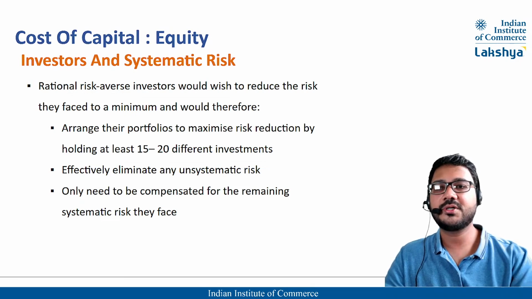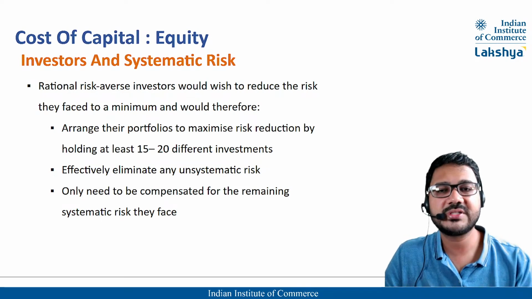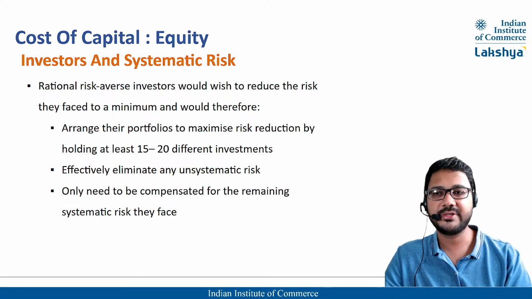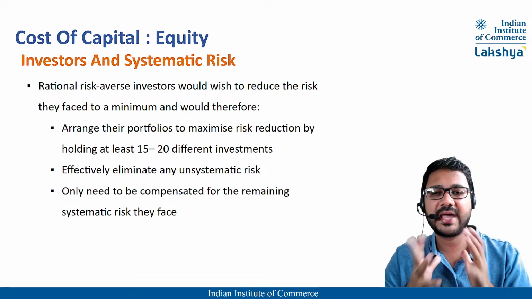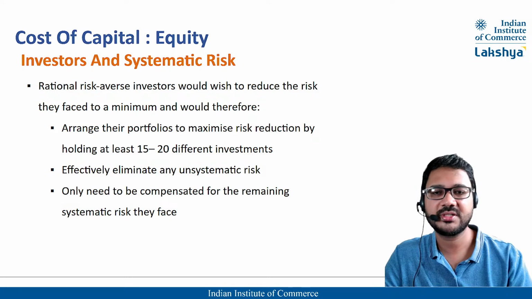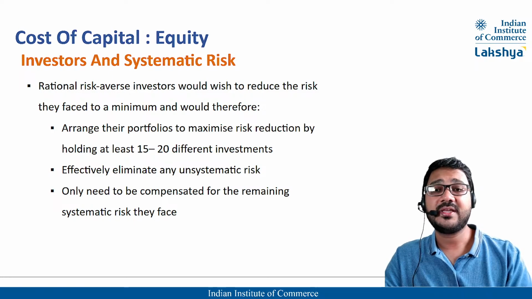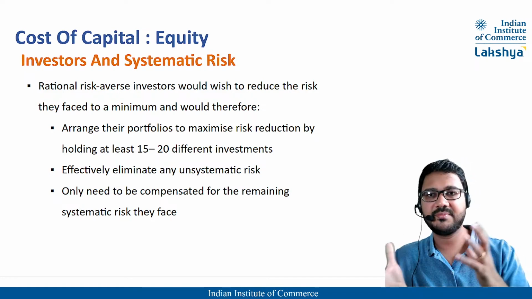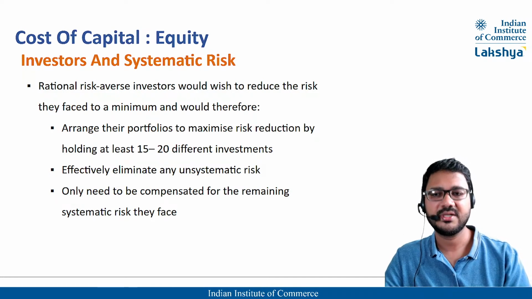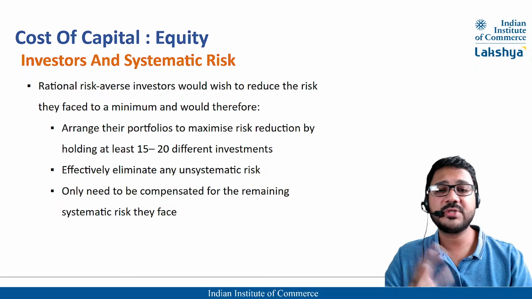So, a rational risk-averse investor would wish to reduce the risk they face to a minimum, and therefore it is assumed that they hold at least 15 to 20 different stocks, and thereby are able to eliminate, or mitigate, any unsystematic risk. So they only need to be compensated for the systematic risk they face.